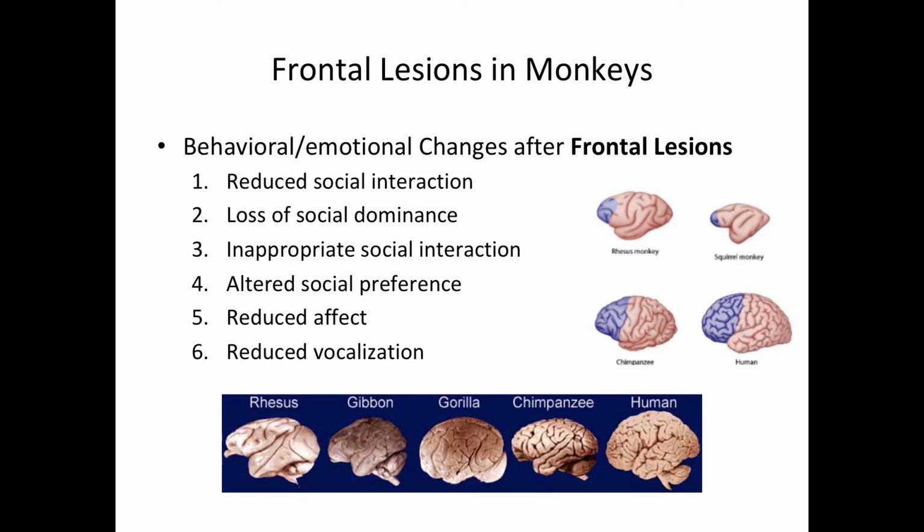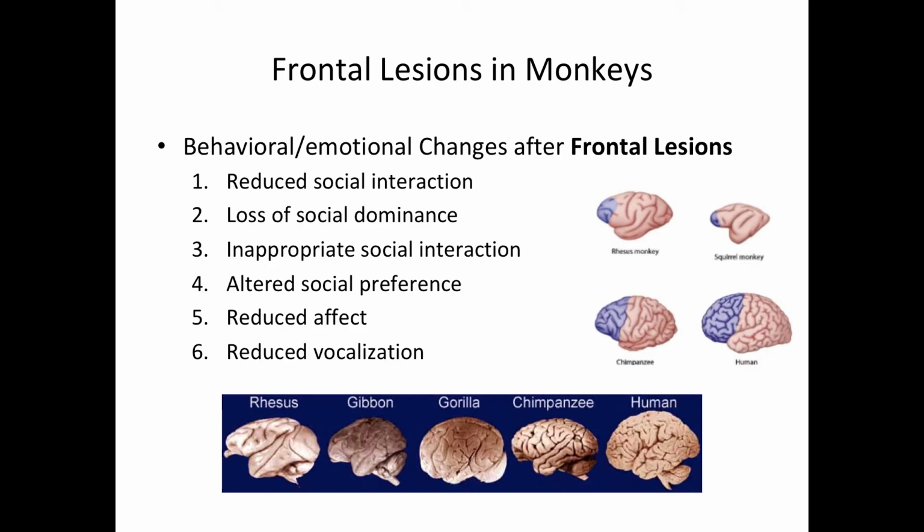The third one is inappropriate social interaction. Monkeys with orbital frontal lesions will fail to show appropriate behavior to show that they are submissive to dominant other animals. They also approach other animals without hesitation, irrespective of what the animal's social dominance is. This behavior often results in aggression from other dominant animals with brains that don't have lesions. And similarly, when approached by dominant animals, monkeys with frontal lesions may simply ignore them or run away rather than performing typical submissive gestures.